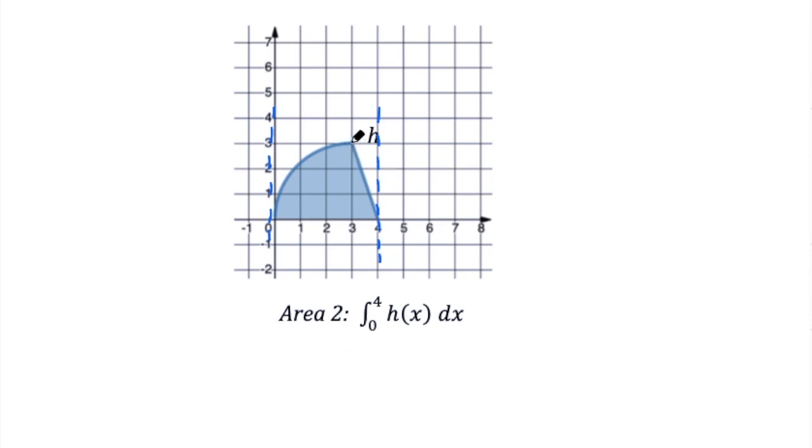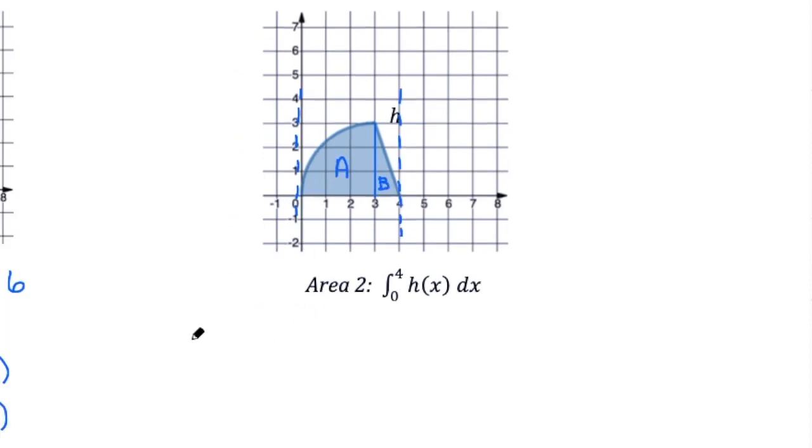So what I'm going to opt to do is break it apart into familiar shapes. If I split it here, I can find the area of each individual part and then just add them together to get the value of the integral. So what are these two shapes? I've got shape A and shape B. Shape A is a quarter of a circle. And to that, I'm going to add the area of shape B, which is a triangle.